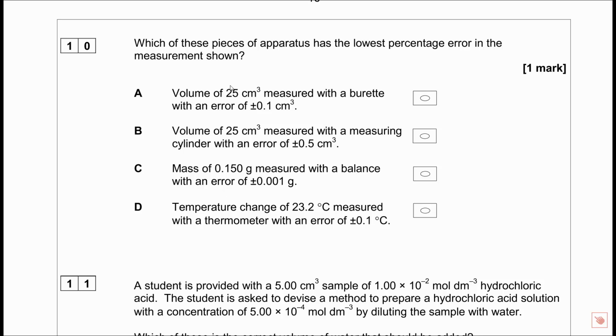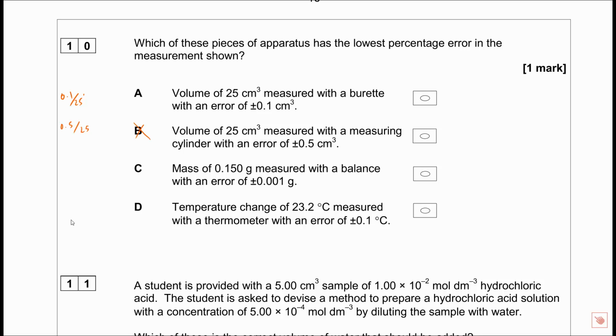Moving down, which of these pieces of apparatus has the lowest percentage error in the measurement shown? Basically here you're looking for which one's the lowest percentage error. The percentage error is worked out by doing, in here, 0.1 over 25, here 0.5 over 25. So already I know that this one is going to be smaller than this one, so it's not going to be that one.